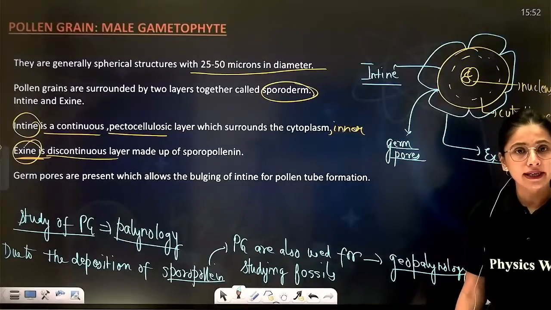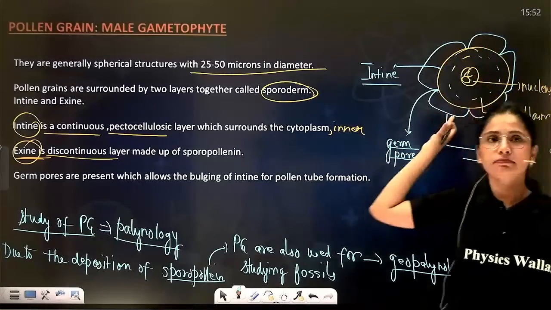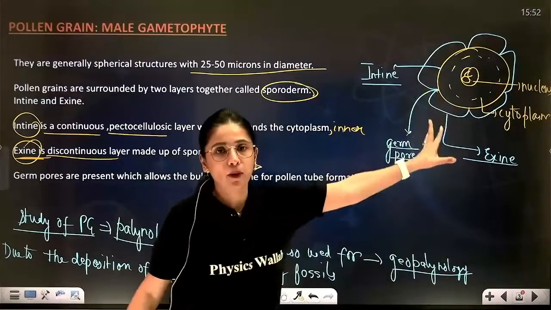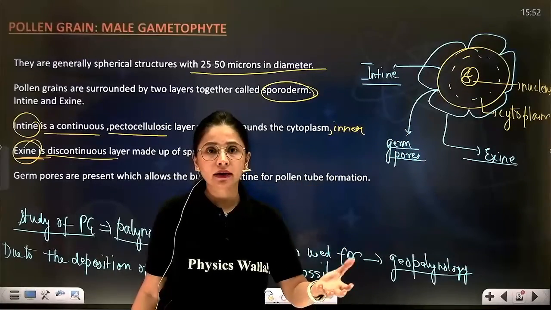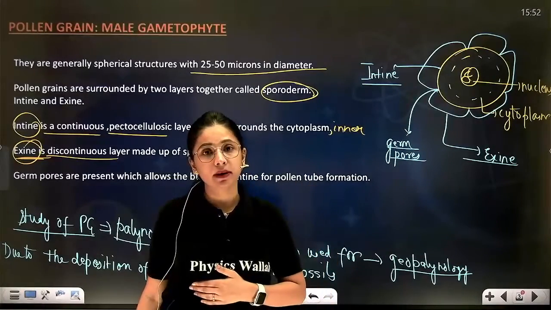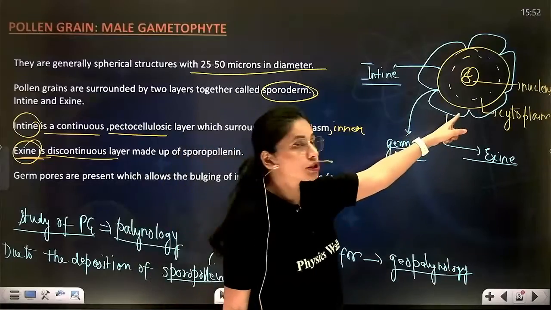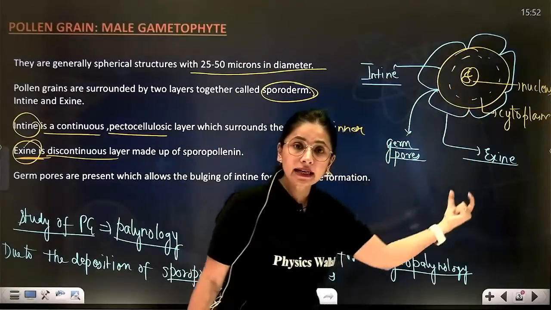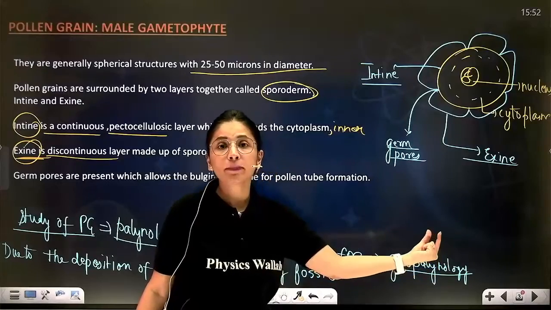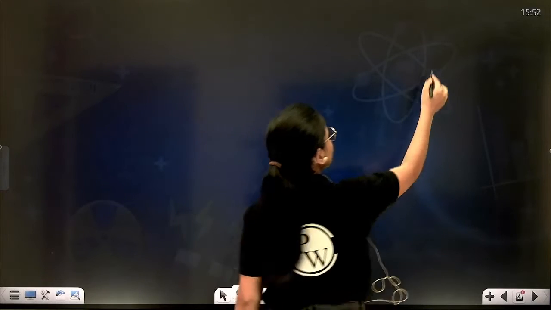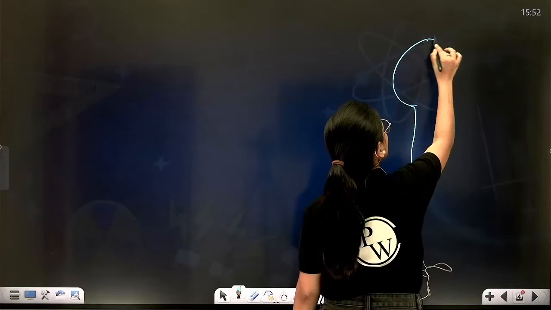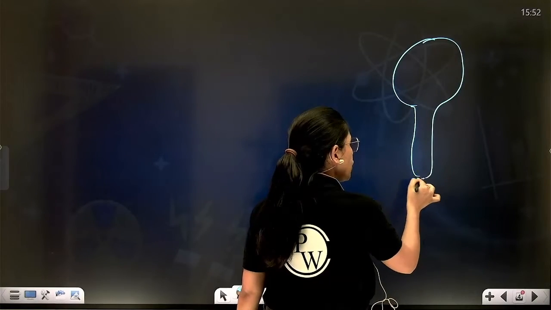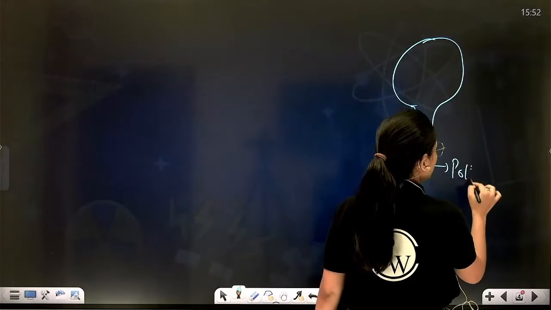Coming to the next point, this is how, beta, the haploid microspore looks. This is how a pollen grain actually looks. Now, if this pollen grain wants to germinate on the stigma, then what happens? Through the germ pore, the intine bulges out to form the pollen tube. Correct? So now see, this is your intine which bulges out through the germ pore to form the pollen tube.